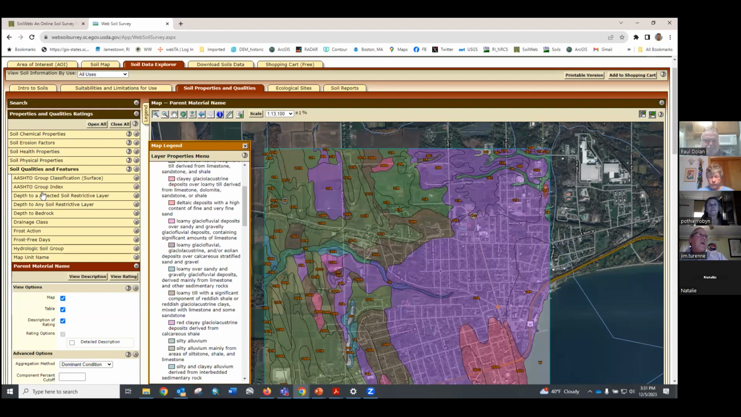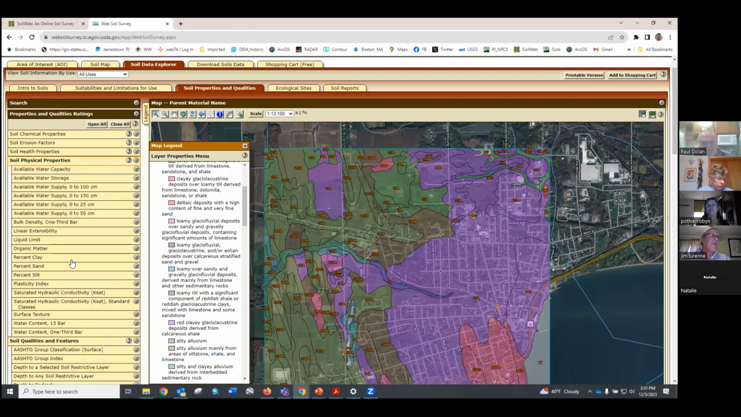So again, just click through these and look for different interpretations, some physical properties, amount of sand, silt, and clay. Just a lot of information is all stored here and easily accessible. You can also do a shopping cart. You can create a customized soil survey report. And that's what you're going to have to look at during the field exam day. It's a report that I will generate and print out for you.